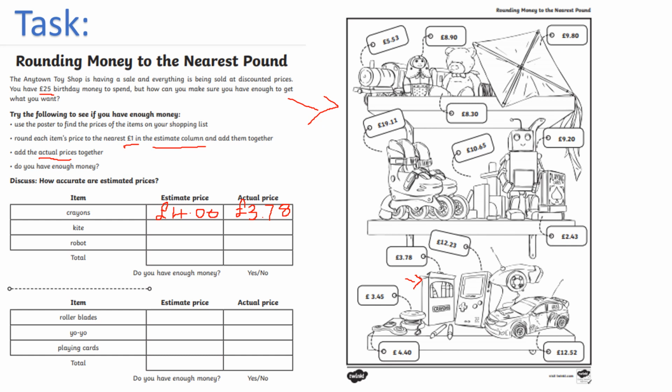The kite, the robot: you find the actual price from the poster, and then you find the estimate prices, and then you calculate both totals of the estimate and actual prices, and you answer the question, do you have enough money? So the money was £25. Do you have enough money to buy all these items? Yes or no? And then you can do the same for the rest over here, the rollerblades and yo-yo playing cards, and there's more as well, which will be on the school website. So this is rounding money to the nearest pound, just like we've been doing.